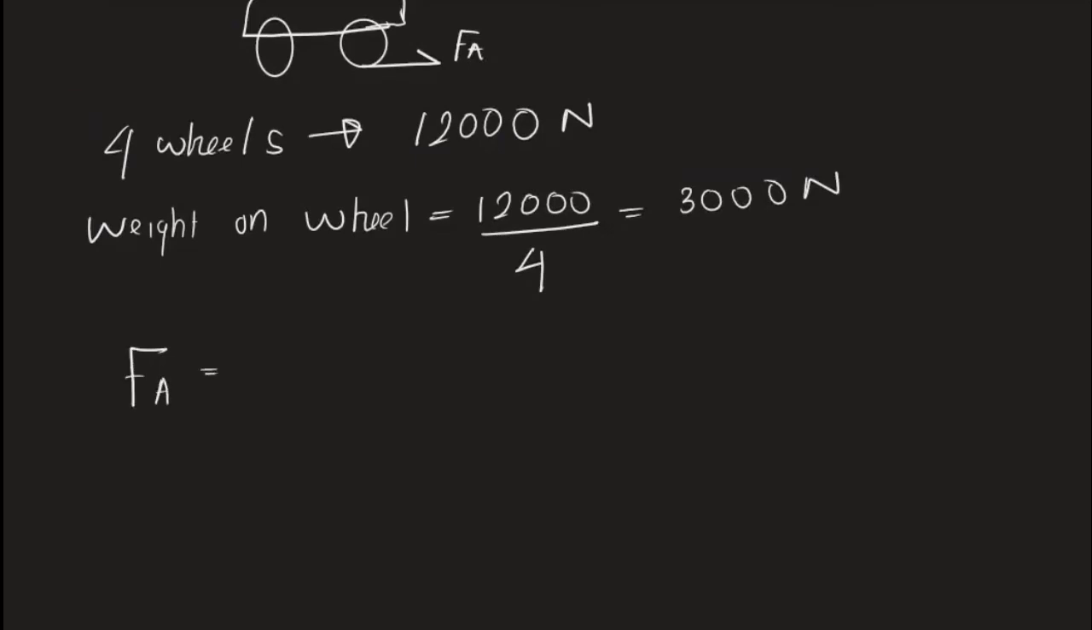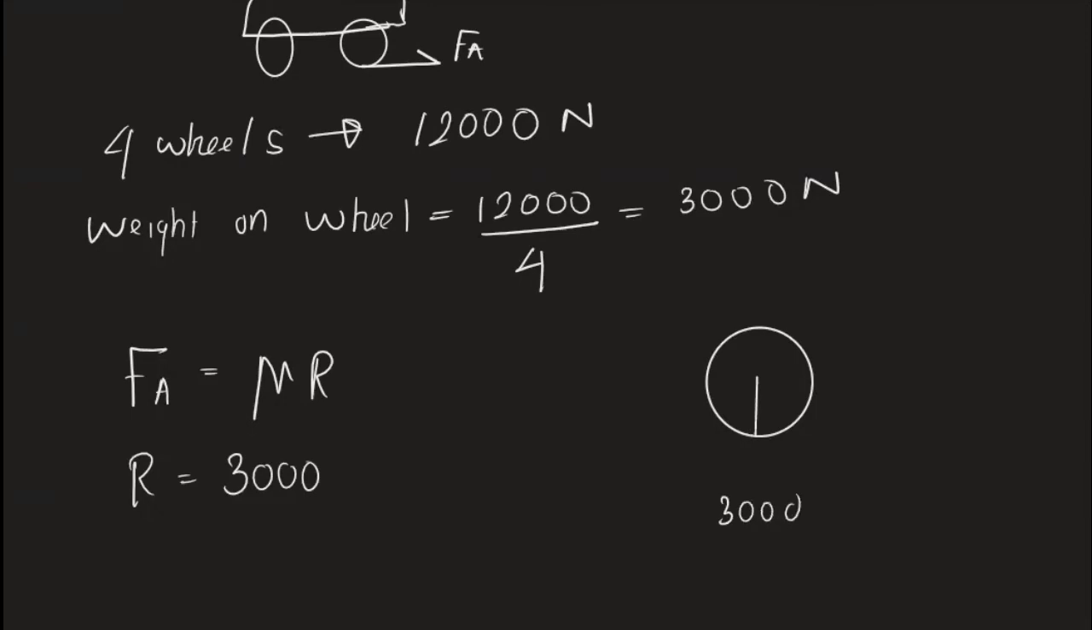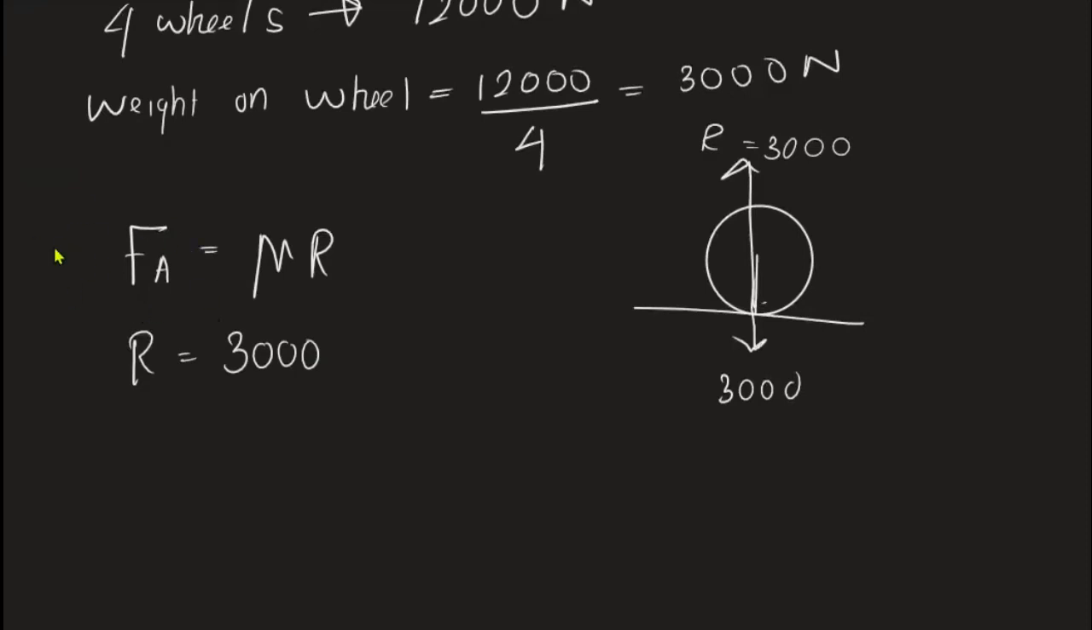How do we find this FA? FA is mu R, right? R we know now, R is 3000. Why? Because if we consider a wheel, a 3000 Newton weight is acting on the wheel, right? So therefore the reaction acting on the wheel will also be 3000 Newton, right? So we have found the reaction. So we need to find FA. The maximum frictional force is mu R, right?